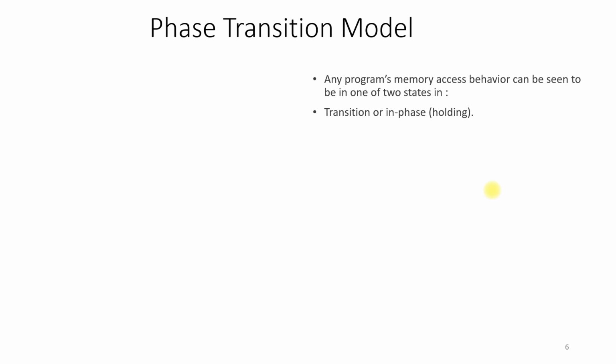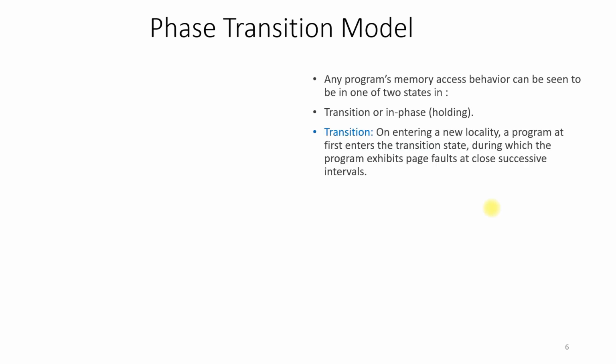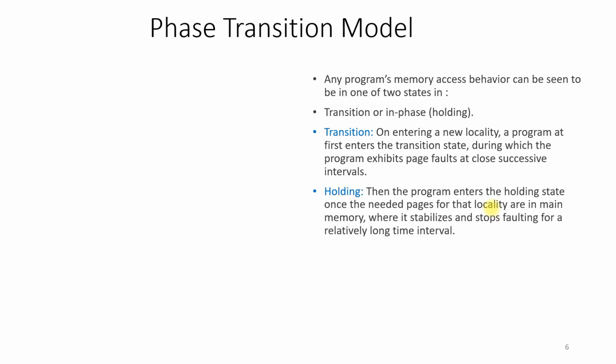However, to reason about a program's memory from a much higher perspective, the phase transition model helped. At any given point of time, a program's access behavior can be seen to be in one of two phases, which is transition or in phase. In transition, the needed memory for the execution is not available in the memory, so the system faults at much closer time intervals. While in the holding state, the system stabilizes and starts executing without any page faults for a relatively longer period of time.